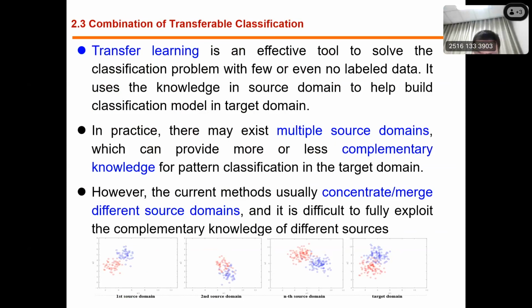However, if we simply integrate the different source domains together, the integrated source domain will have a different distribution from any source domain. This is not very helpful for us to improve the classifying accuracy of the target domain. Because in the transfer classification, we can make sure the target domain and the integrated domain are as close as possible, but we cannot guarantee the target domain is as close as possible to each source domain. So this is not very helpful for us to mine the useful knowledge from each source domain.